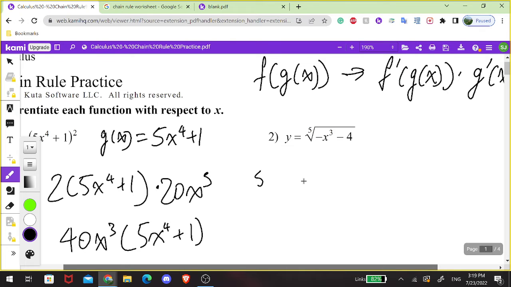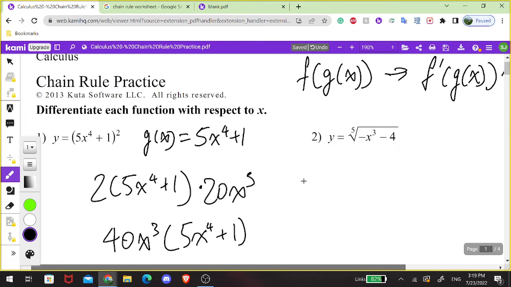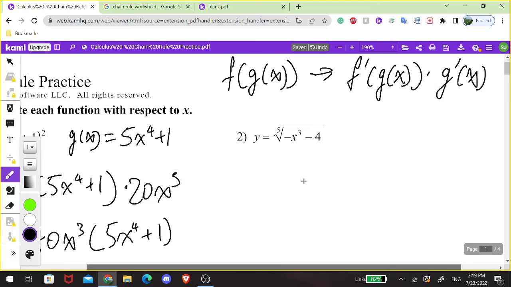So now, yep, the first problem is done. You first figure out what g(x) is, and then take the derivative of the outside, which is the square part, drop the 2, treat this entire thing as g(x) alone, and leave the g(x) here. Alright, let's go on to the second problem.